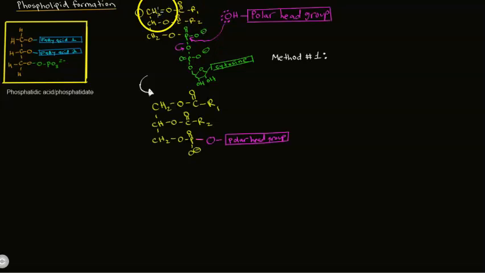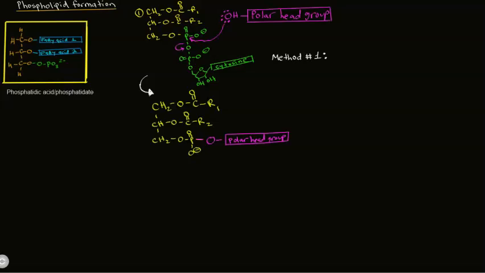We start with this DAG, diacylglycerol, bound to a CDP so it can be activated, and then the polar head group, specifically the oxygen portion of it, is going to attack the phosphate of this molecule and release a CMP and liberate our phospholipid, our glycerophospholipid. So this is the first method of forming phospholipids.